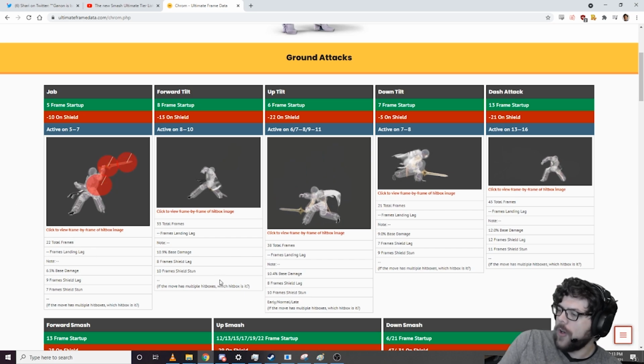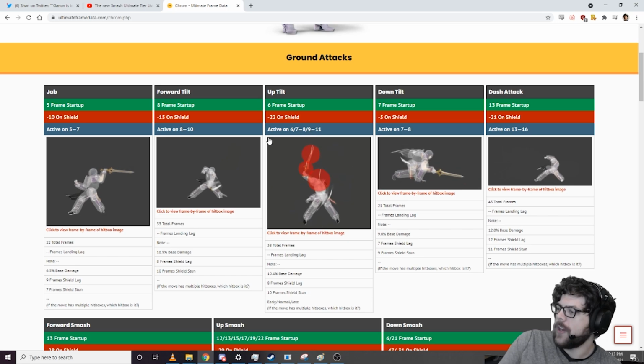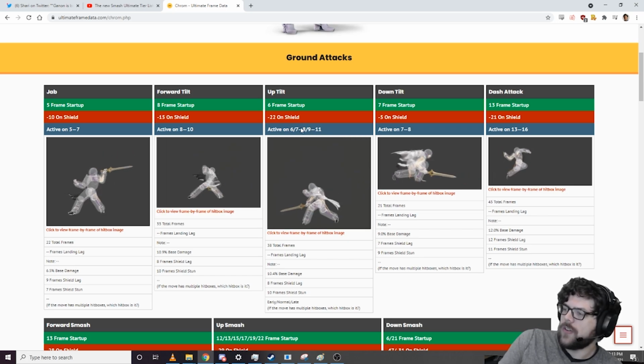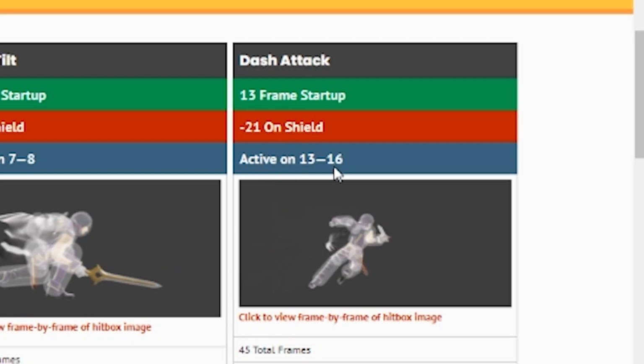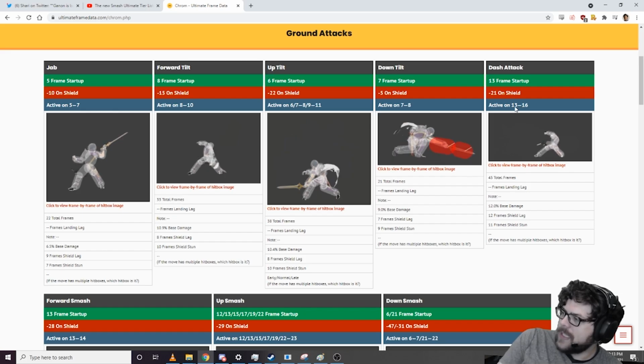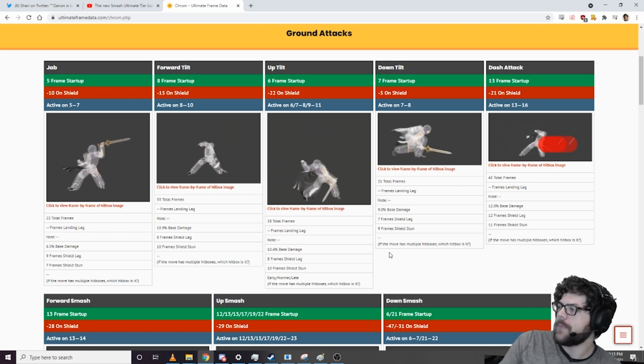Now, there is one more aspect to talk about here, and that is the blue number, active on these frames. This is just an indication of when the hitboxes appear. Dash attack, active on 13 through 16. That just means that for these 4 frames, 13, 14, 15, 16, the move has a hitbox.